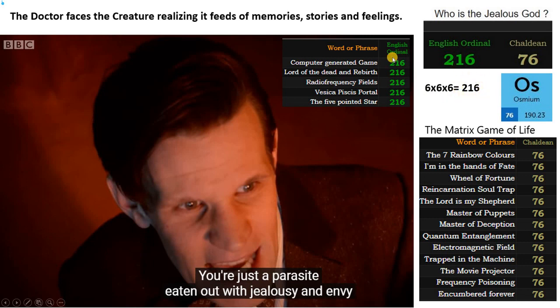And we have the following expressions in English original with 216. Computer-generated game. So this confirms the link to the game of life, to the Matrix game of life, with the jealous God. Then we have Lord of the Dead and Rebirth, and that was a title given to Osiris. Then radio frequency fields, and this is linked to the cyclotron. Then Vesica Pisces portal. This is the portal through which we enter the Matrix.